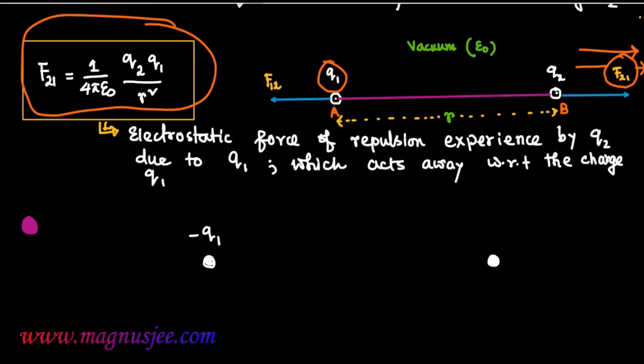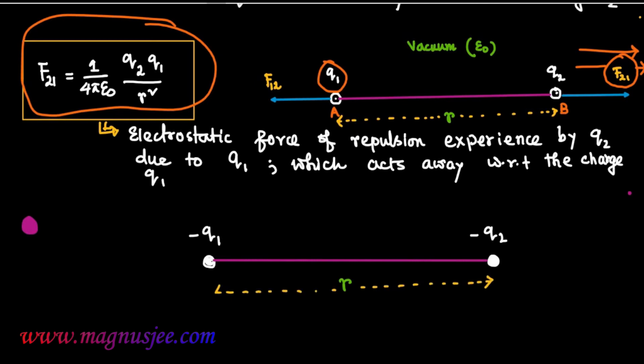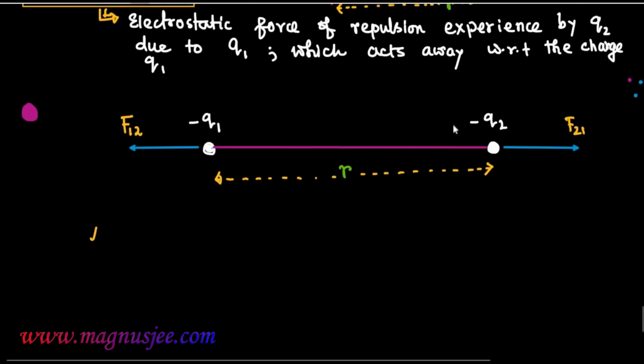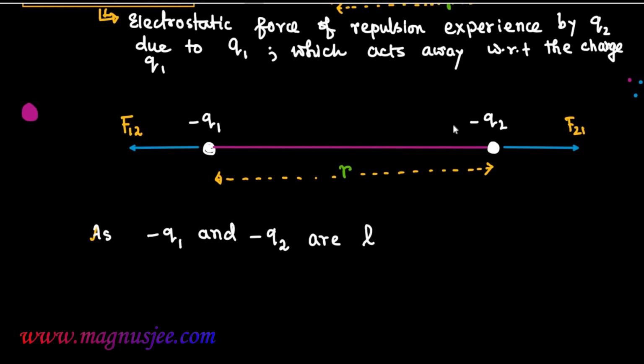Again, we can consider two negative point like charges. Minus q1 and minus q2 are the two negative point like charges, and r is the distance between them. Now we can denote the force F12 experienced by the negative charge minus q1 due to the other charge minus q2. Similarly, the direction of F21 is experienced by minus q2 due to the other charge minus q1. Minus q1 and minus q2 are like charges, both negative, so the product q1 q2 will be greater than 0.